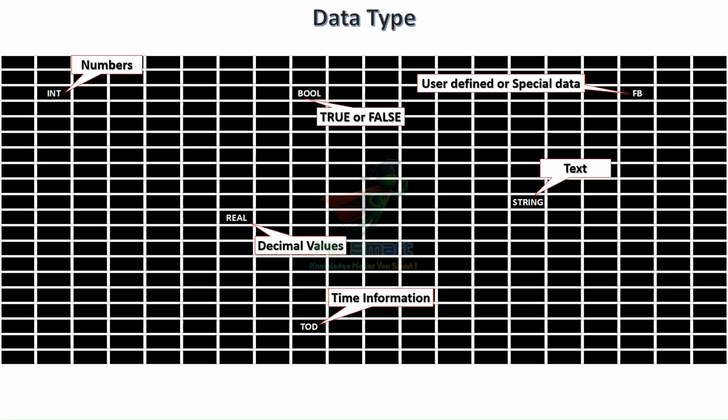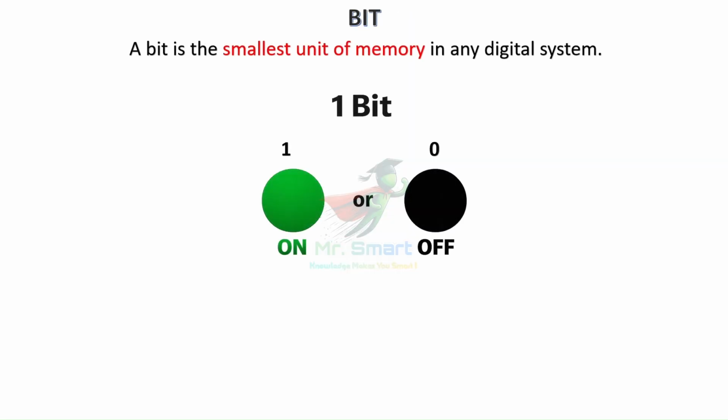Before we go deeper into data types, we need to understand something very fundamental in digital systems. And that is the concept of bits. Inside a PLC, everything is stored in the form of binary data. That means the PLC only understands two states: 0 and 1. These two states are stored using something called a bit. A bit is the smallest unit of memory in any digital system. One bit can store only two possible values: 0 or 1, false or true, off or on.